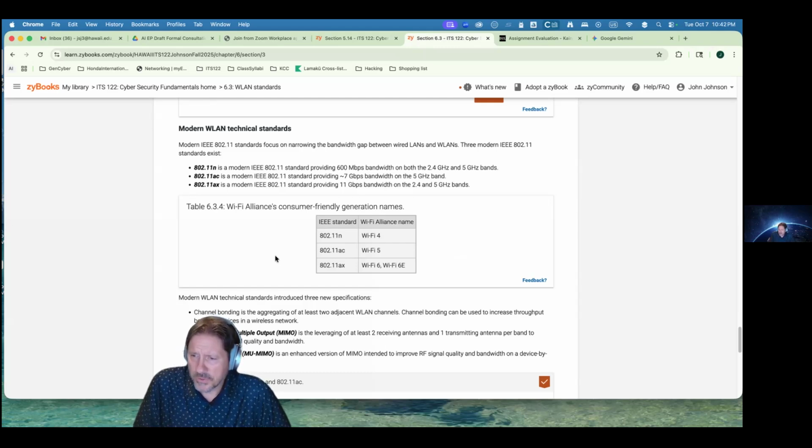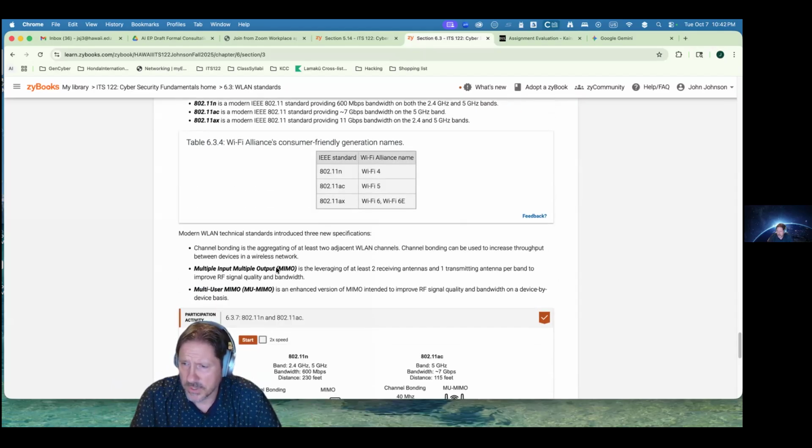Then we have multi-user MIMO, so MU-MIMO. And MU-MIMO is an enhanced version of MIMO that is intended to improve the RF signal quality and bandwidth on a device-by-device basis. So as your devices are communicating with a router or a WAP, they're going to improve based on the transmission and everything. They're going to work to improve the actual signal. So these are the 3 new technologies that came out in modern technical standards for WLANs.